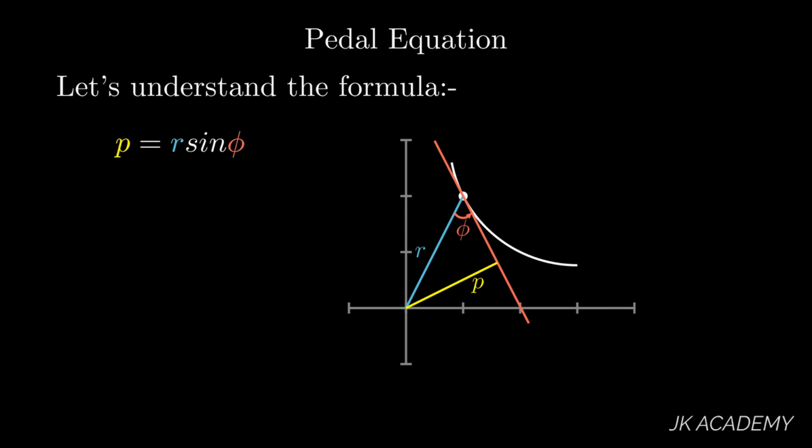Now there is a right angle triangle formed between the radius vector, the tangent and the perpendicular we have drawn. So if we take sin φ, that is equal to p by r. Sine is basically opposite by hypotenuse. So we can write p = r sin φ.